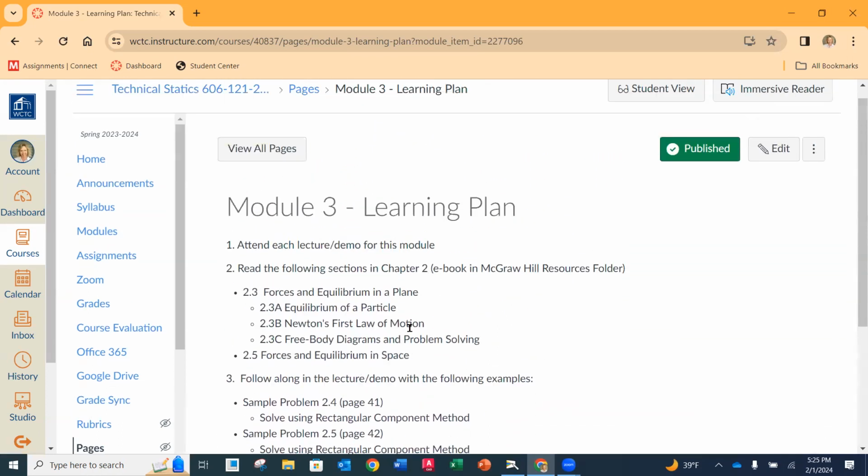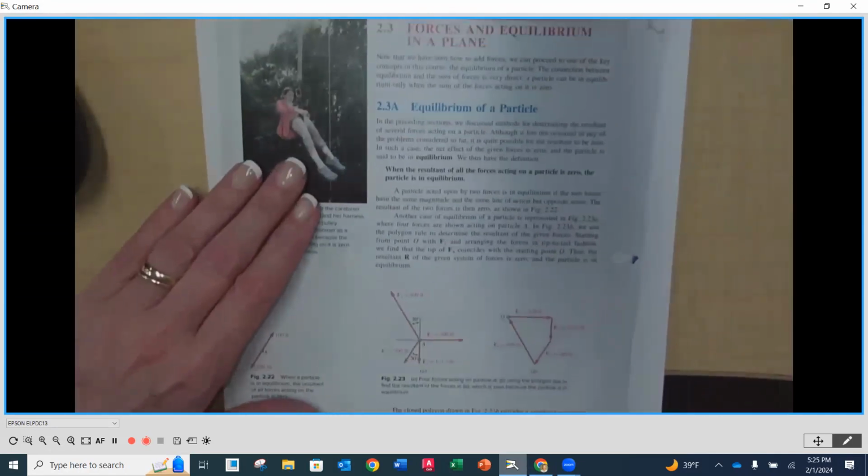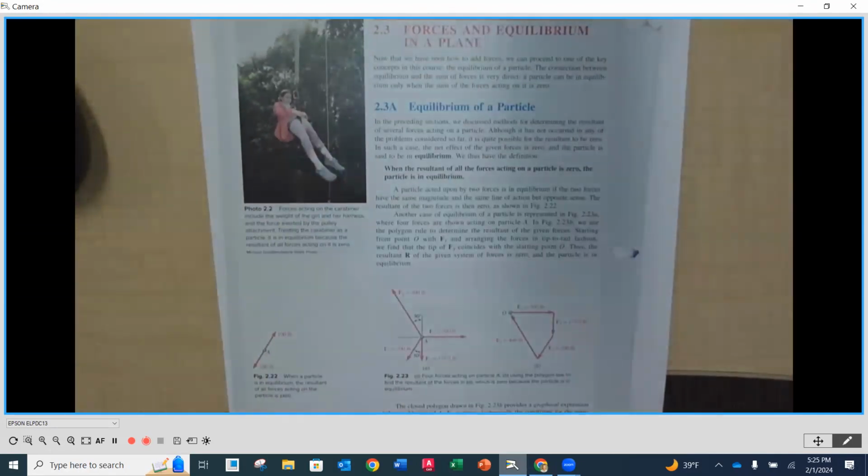All right. So let's go underneath our camera and look at where we're starting in the chapter here. So for section 2.3 here, forces and equilibrium in a plane. So you guys have all had physics at this point, right? You've all had math. Equilibrium, what does that mean to you? Forces are balanced out, absolutely.